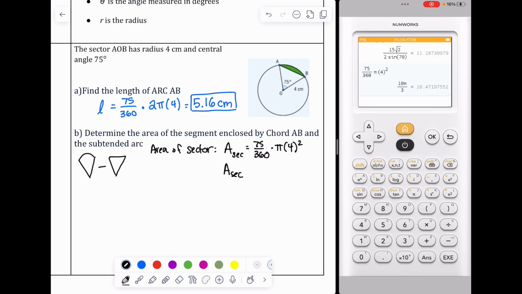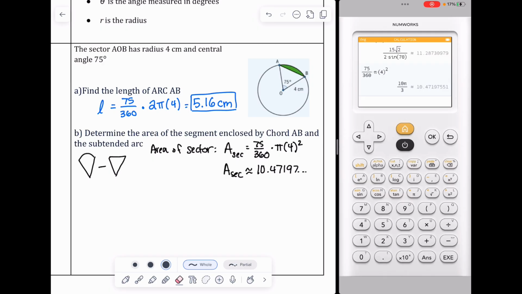For this one, I'm just going to put the whole decimal over here with some dots, because I want to remember to use the exact value when I do my subtraction in a few minutes. Otherwise, if we round early, our final answer will be a little off. So we've got our area of the sector here.